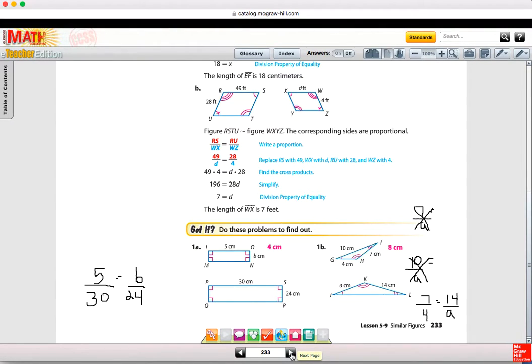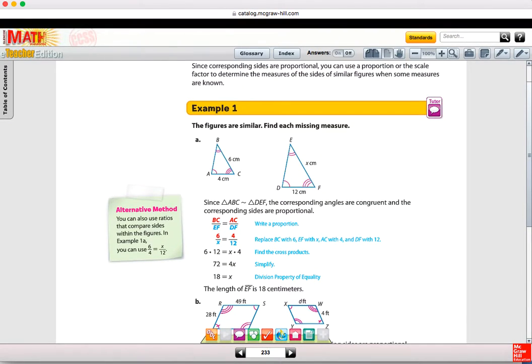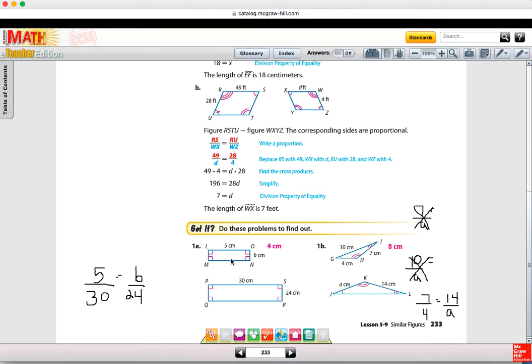On page 233, we have another example, our first example, example 1. You can read through that. I'm going to work out the Got It problems at the bottom of page 233. Notice for 1A, I already have the problem set up here. 5 centimeters over 30. We have 5 corresponding to 30, okay, equals B over 24.